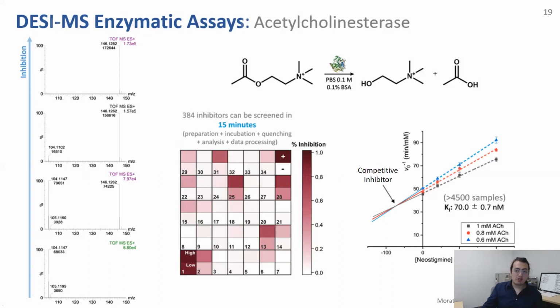Of course, these Dixon plots involve changing both the substrate and inhibitor concentration. They require a lot of samples. This particular plot has more than 4,000 samples behind it, which is not as scalable to do if you don't have a high-throughput technology.